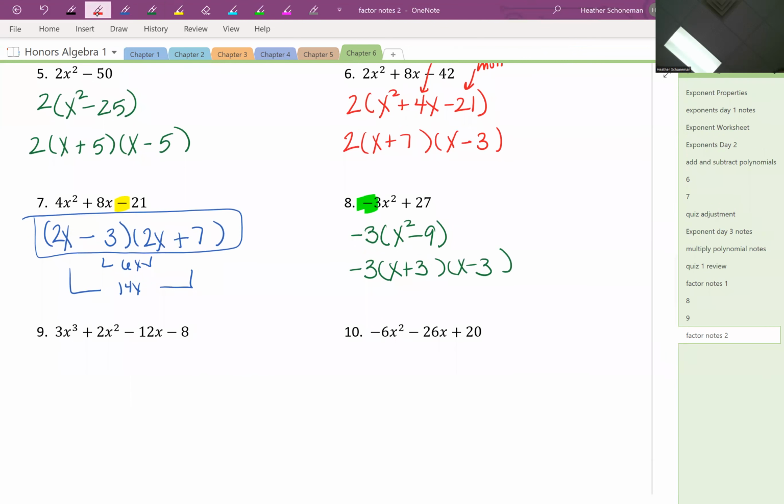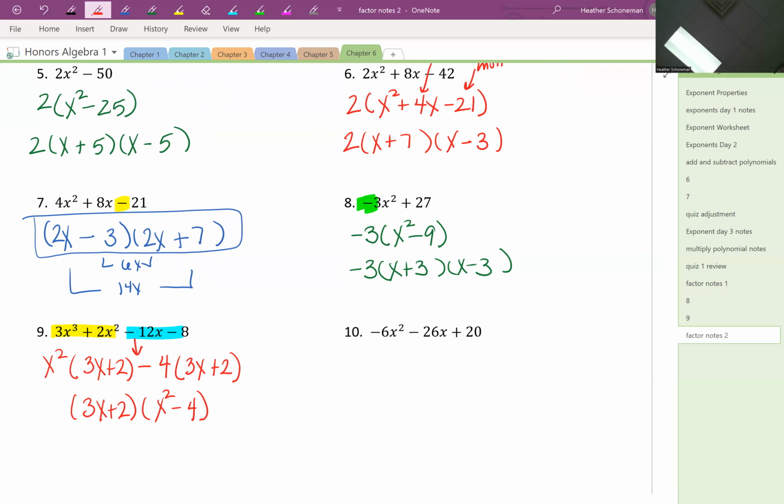Okay, number 9. Look for greatest common factor. I don't see one for all 4 of them. So now I'm just going to factor by grouping because it has 4 terms. I'm going to group these together and group these together. Out of the first 2 terms, I can take out an x squared, and I'm left with 3x plus 2. The sign in the middle comes straight down. Out of the next one, I can take out a 4, and I'm left with positive 3x plus 2. So now when I write it, I get this.